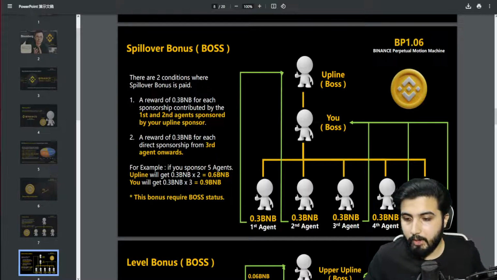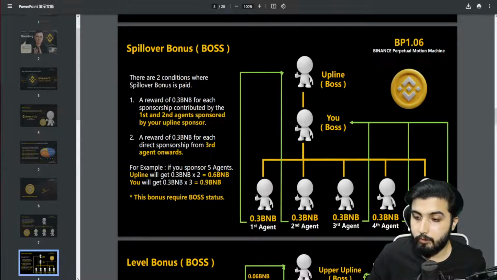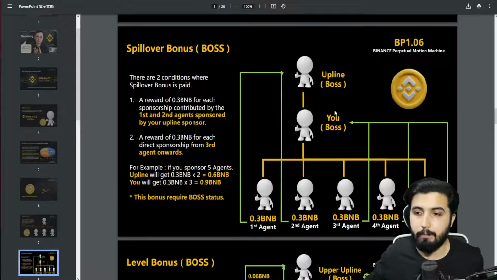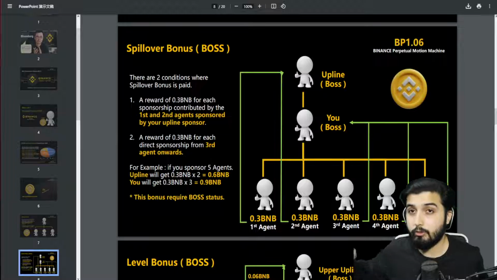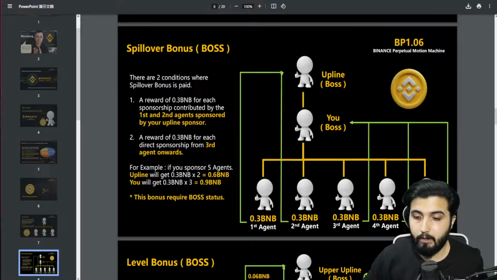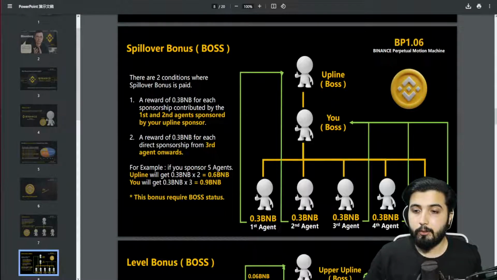So you can see the third agent, fourth agent, and fifth agent go to you because you directly referred them. And the upline boss indirectly referred them. That person basically referred you, and then you referred 5 agents, and from those 5 agents, that person gets 2 of them: the first agent and the second agent. So this is basically how it is done.